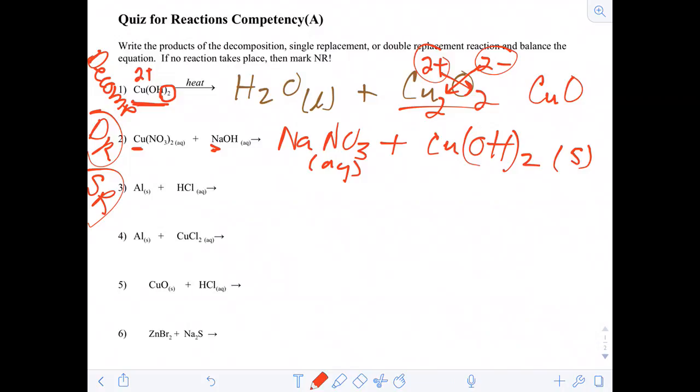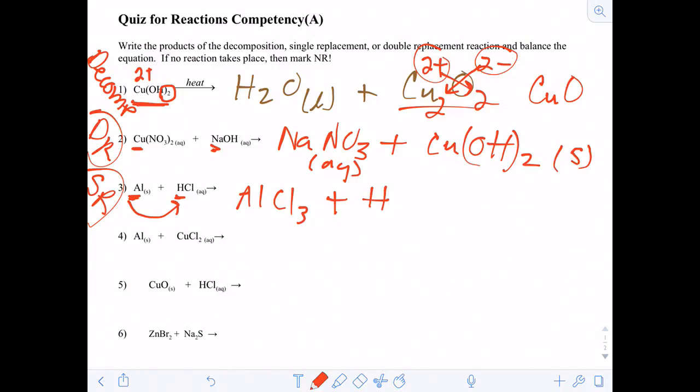So for this single replacement, what happens there? Number 3. You get aluminum chloride. Nice. So aluminum will replace hydrogen if it's reactive enough. You look at your reactivity series, and it is reactive enough. So you get aluminum chloride. How many chlorines do you need, Devin? 3, because it's in group 13. Aluminum's in group 13, right? Makes 3 bonds. So then what's the other one? H2. Nice.